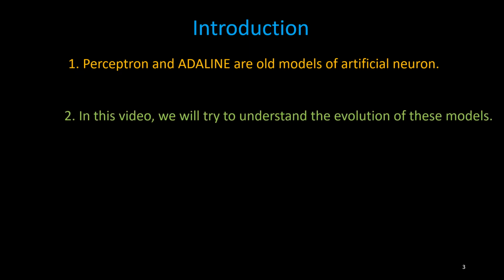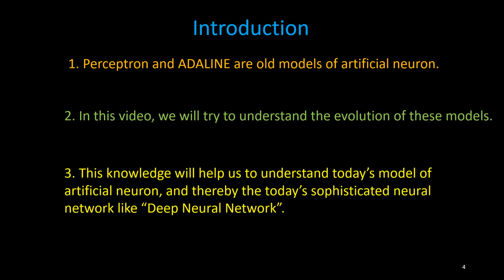In this video, we'll try to understand the evolution of these models. Meaning, from where it started and how it evolved over time, and what our current status or today's neuron is. We'll try to understand all those things. What are the changes done? So this knowledge will obviously help us to understand today's model.